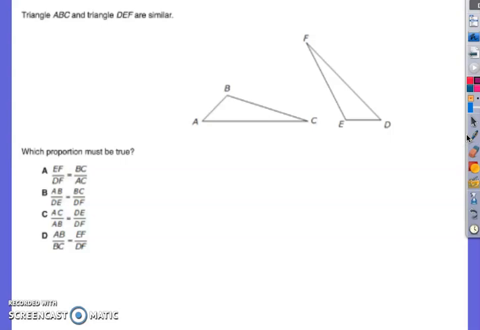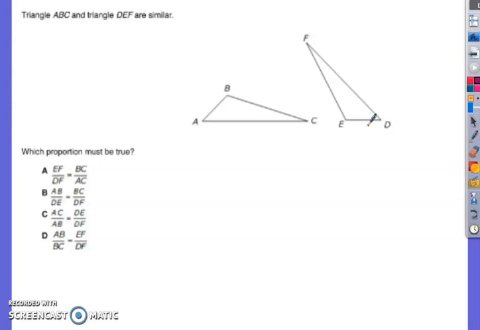So this says triangle ABC and triangle DEF are similar. Now the order of these letters, remember, is important. A corresponds with D. B corresponds with E. So for instance, angle A matches angle D. Remember CCA, corresponding congruent angles. Similar figures have corresponding congruent angles.